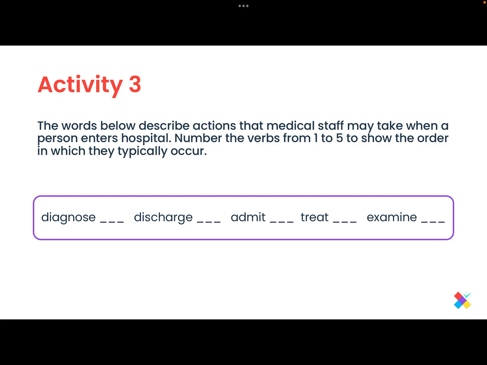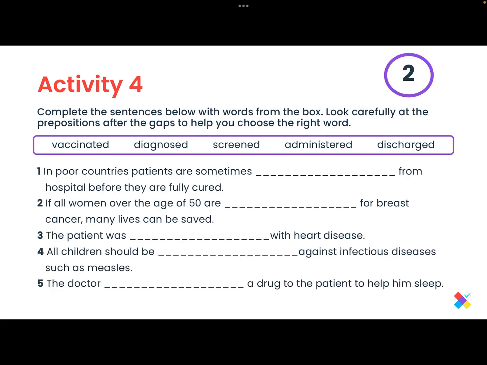Time's up. Moving on to the very last activity before we do our exam practice. Again, we're going to have action words here. They're all in the past. We've got the regular verbs. You've got 5 sentences, but here the focus is on the prepositions after the gaps. And the prepositions after the gaps will help you choose the right word.